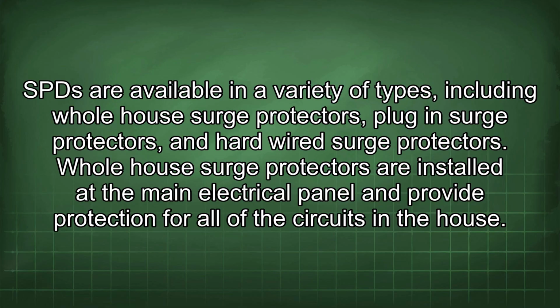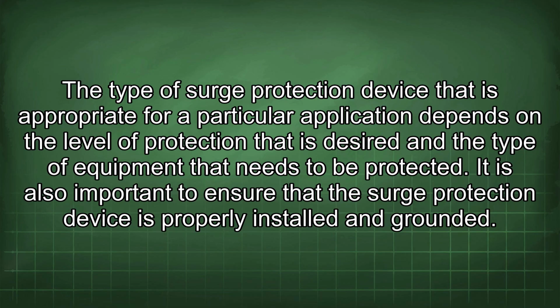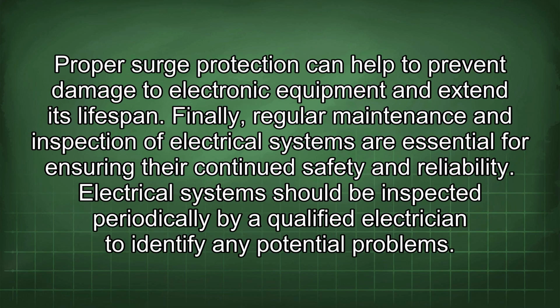Whole-house surge protectors are installed at the main electrical panel and provide protection for all of the circuits in the house. Plug-in surge protectors are plugged into electrical outlets and provide protection for individual electronic devices. Hardwired surge protectors are installed directly into the electrical wiring and provide protection for specific circuits or equipment. The type of surge protection device that is appropriate for a particular application depends on the level of protection that is desired and the type of equipment that needs to be protected. It is also important to ensure that the surge protection device is properly installed and grounded. Proper surge protection can help to prevent damage to electronic equipment and extend its lifespan.